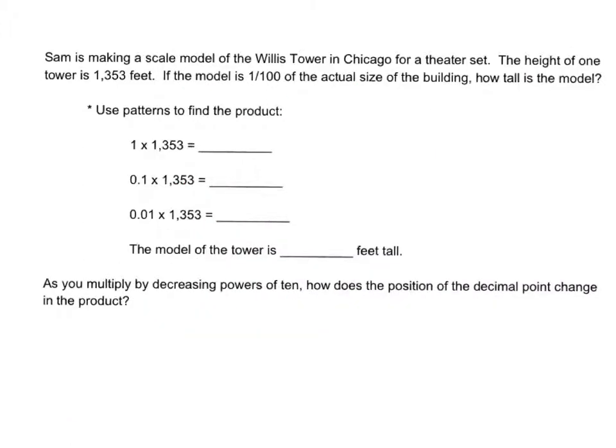Okay, let's move on to our next problem. Sam is making a scale model of the Willis Tower in Chicago for a theater set. The height of one tower is 1,353 feet, like the actual tower. If the model is 1/100th of the actual size of the building, how tall is the model? So our multiplication sentence, our equation, would look like this. 1/100th, I'm going to write that as a decimal, like that. 1/100th times 1,353 is my actual multiplication sentence for that.